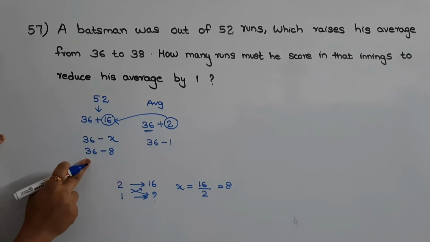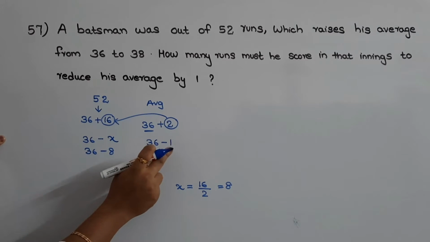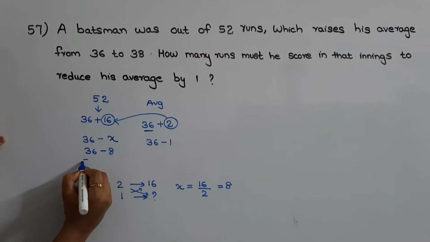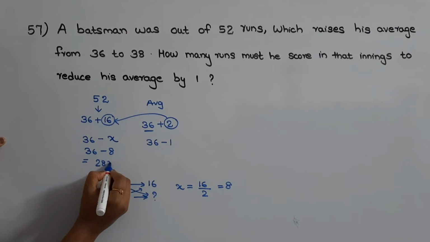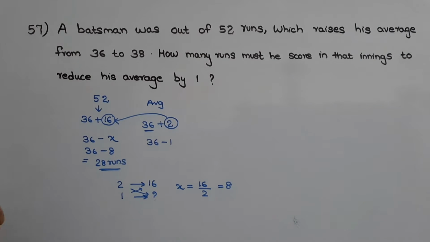Then the batsman would have scored 36 minus 8 runs so as to reduce his average by 1. So this will be equal to 28 runs. So this is the answer.